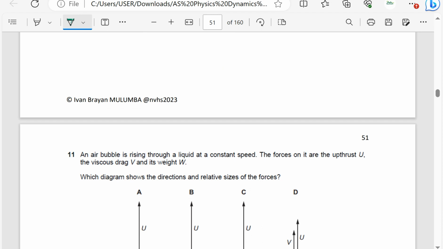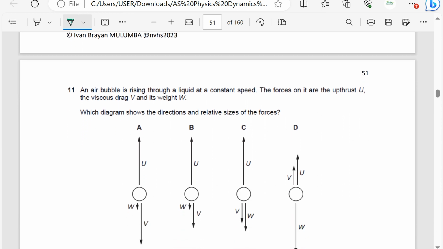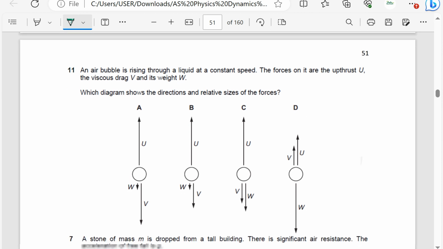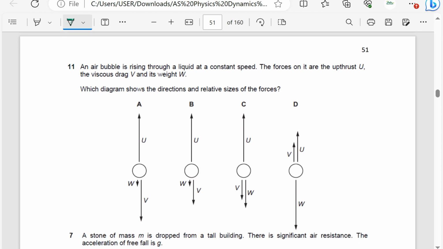An air bubble is raising through a liquid at constant speed. The forces on it are the upthrust, the viscous drag, and its weight. We answer this question: force, density, and pressure. Which diagram shows the directions and relative sizes of the forces? So since it is moving with a constant speed, acceleration is equal to 0, the resultant force should be 0. Remember, the weight should be equal to the upthrust plus the viscous drag.